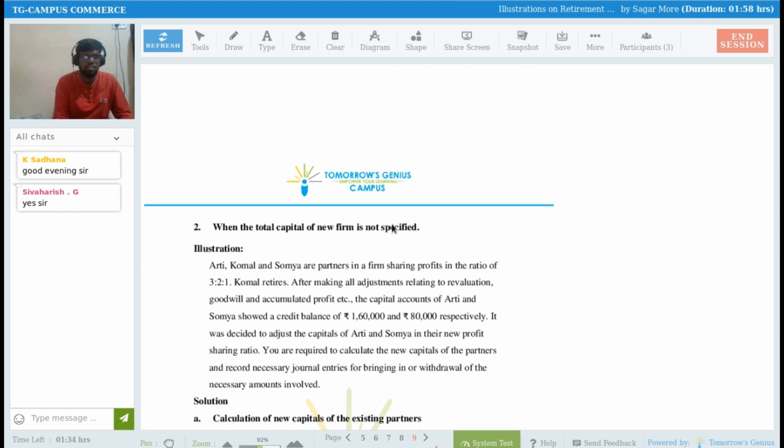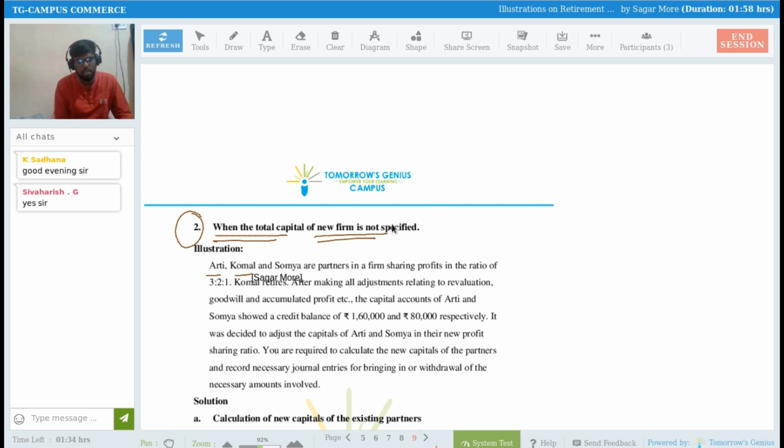Now, the second scenario is there. Second is when total capital of the new firm is not specified, sir. Means what will be the total capital of the new firm is not given to you in the question. In the previous case, it was given.